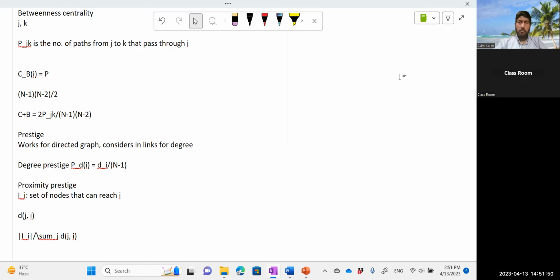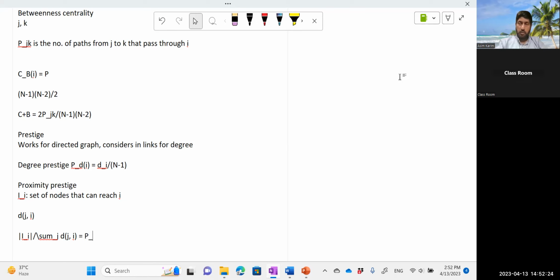This is the sum for all nodes j. By the way, the distance d is again edge distance. We are assuming edges have a weight of 1. So on top you have a maximum of n minus 1 possibility. If the distances are larger, then the ratio will be less. So this is our proximity prestige.